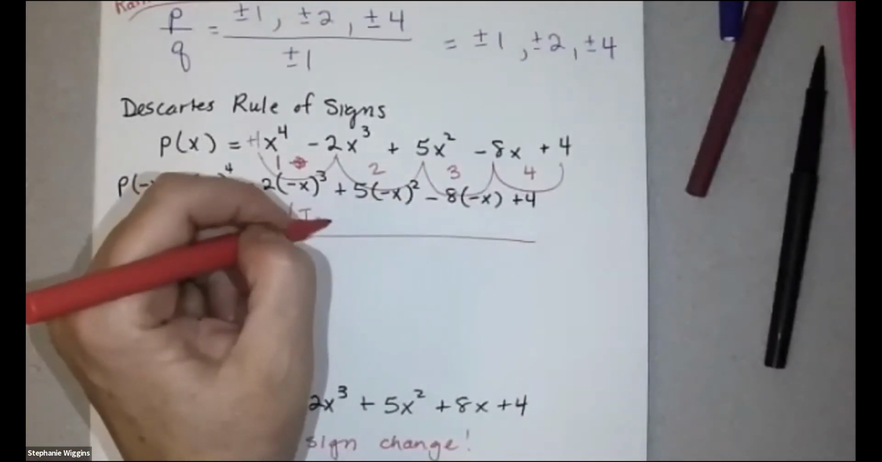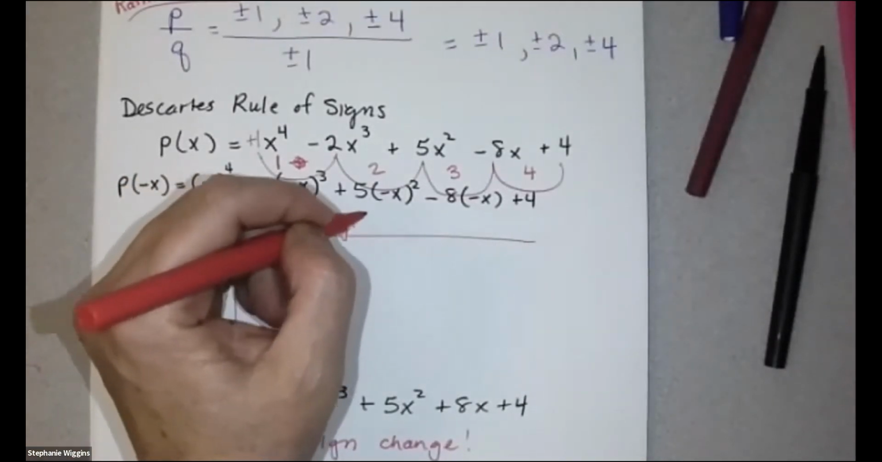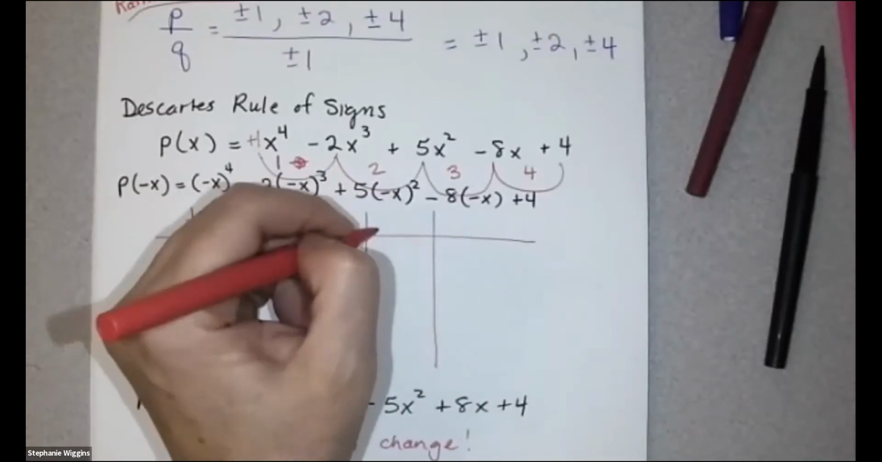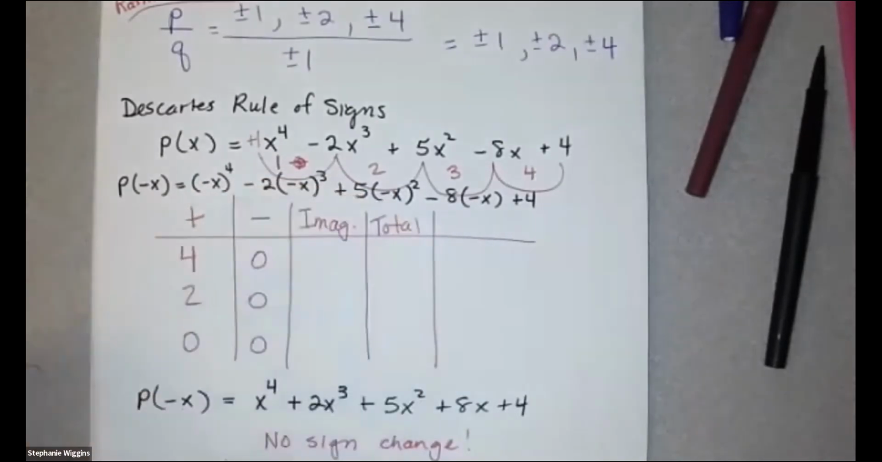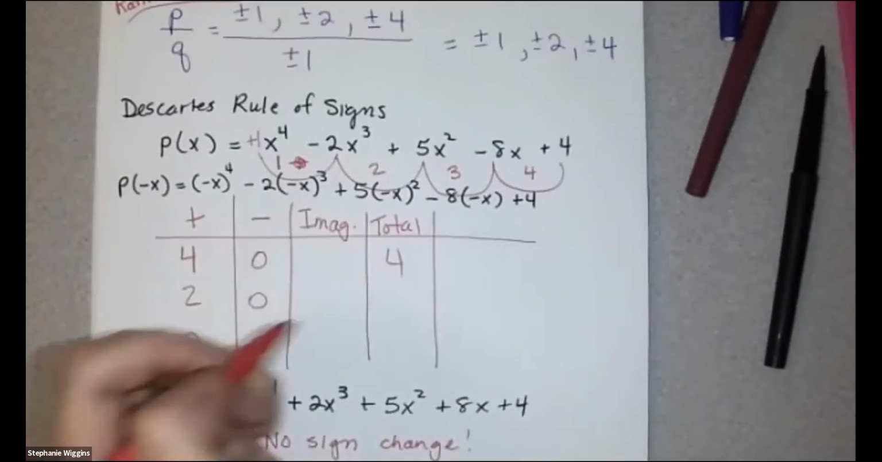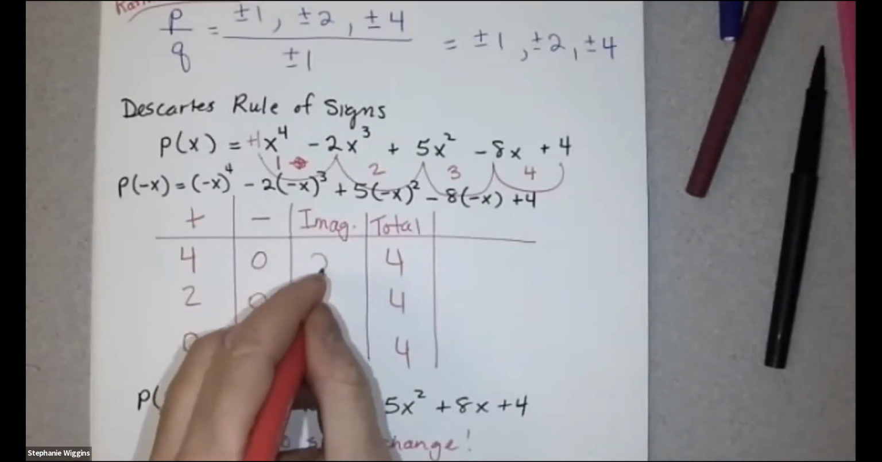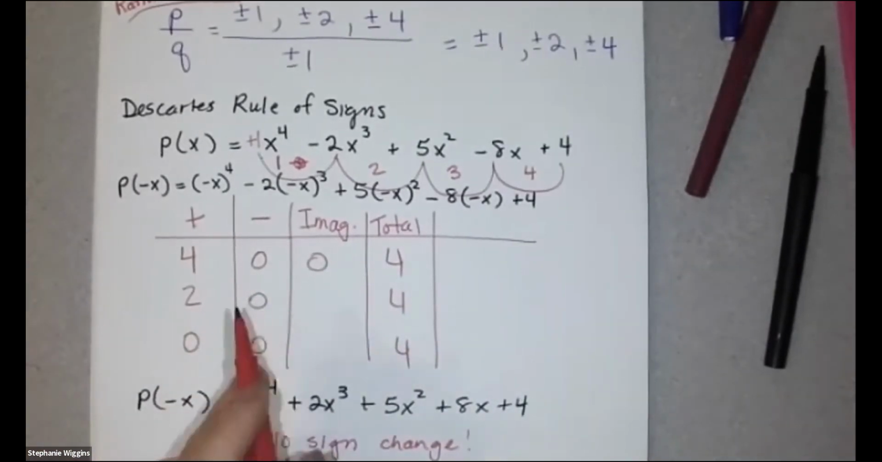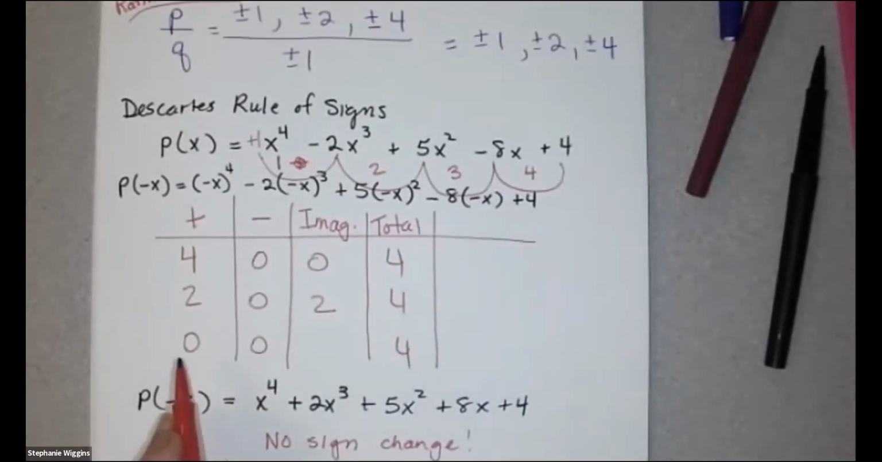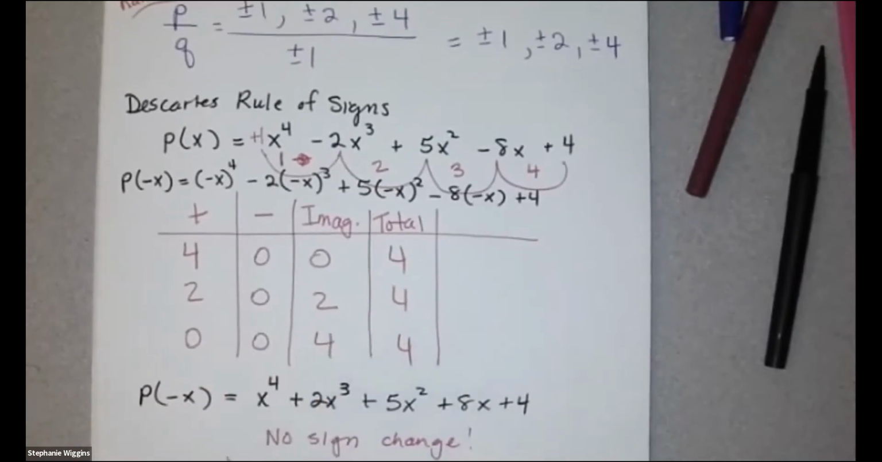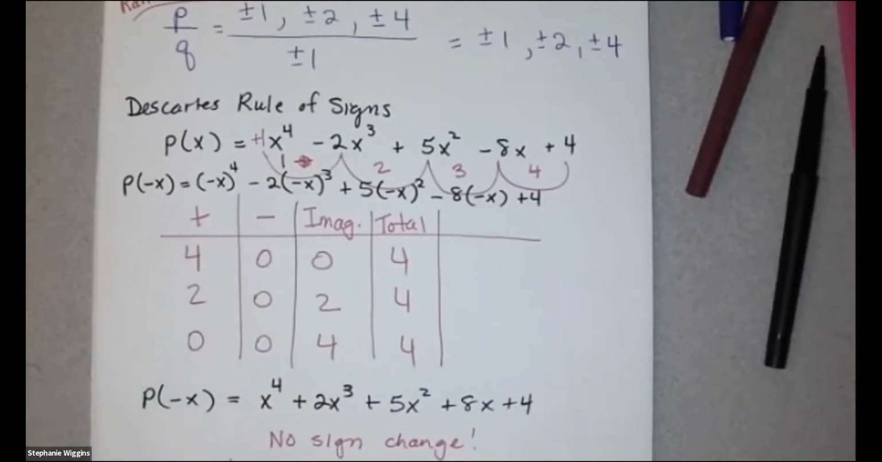And the imaginary, remember the total has to be what? What's the total number of zeros? 4. So 4 plus 0 plus 0 equals 4. 2 plus 0 plus 2 equals 4. 0 plus 0 plus 4 equals 4. So one of these situations is true.